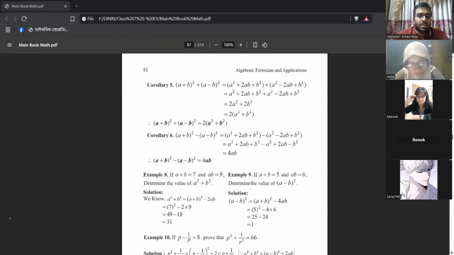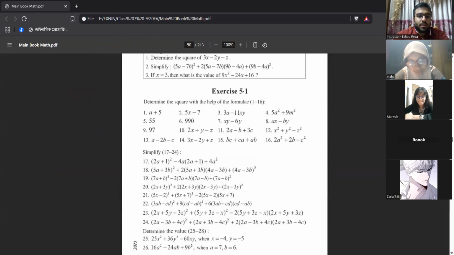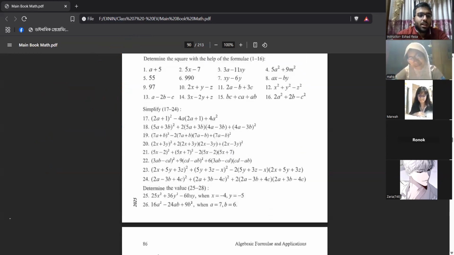So now let's jump into the maths. Speed run today, let's go. Determine the square with the help of the formula.